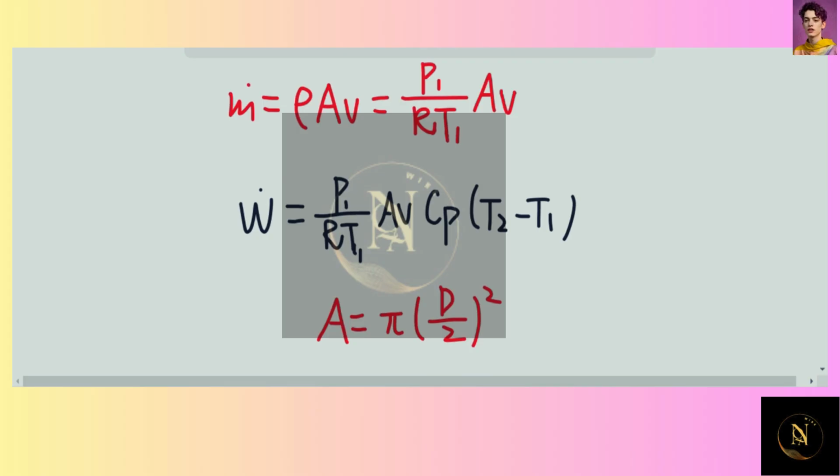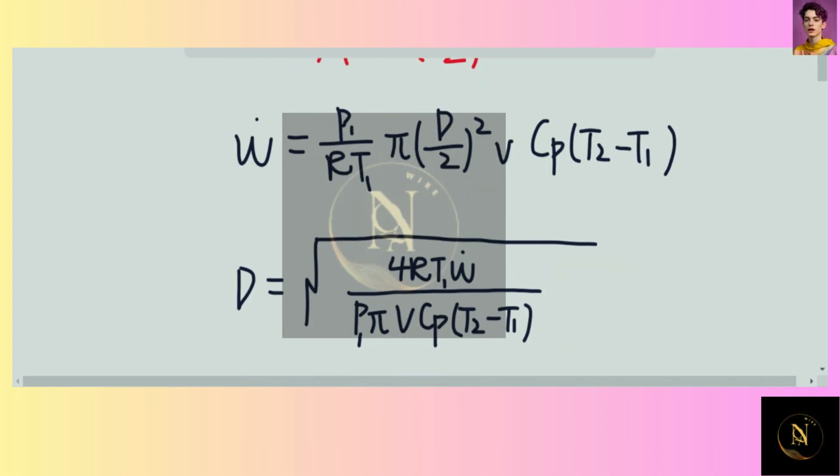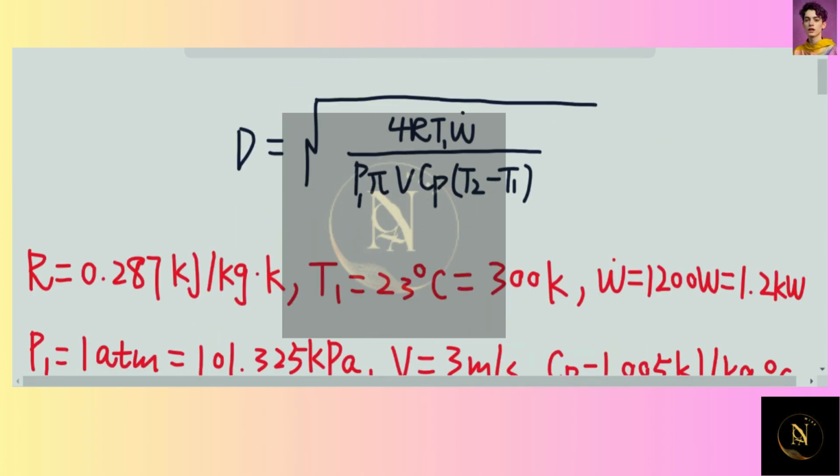So we know the area can be expressed as pi times (d over 2) to the power of 2, and d here is the diameter we're looking to determine. If we do some rearrangement here, we have such an equation. Eventually, you have d equal to the square root of 4 R T1 times W dot over P1 times pi times V times Cp times (T2 minus T1).